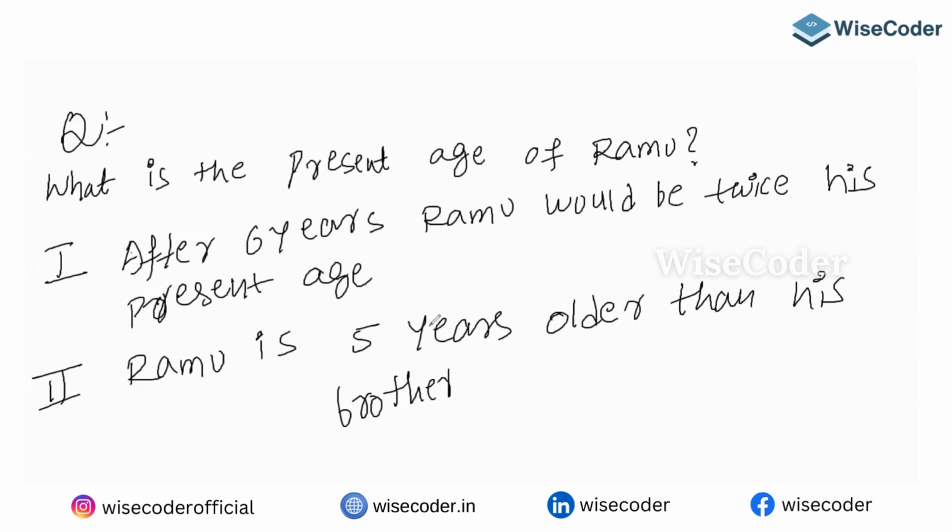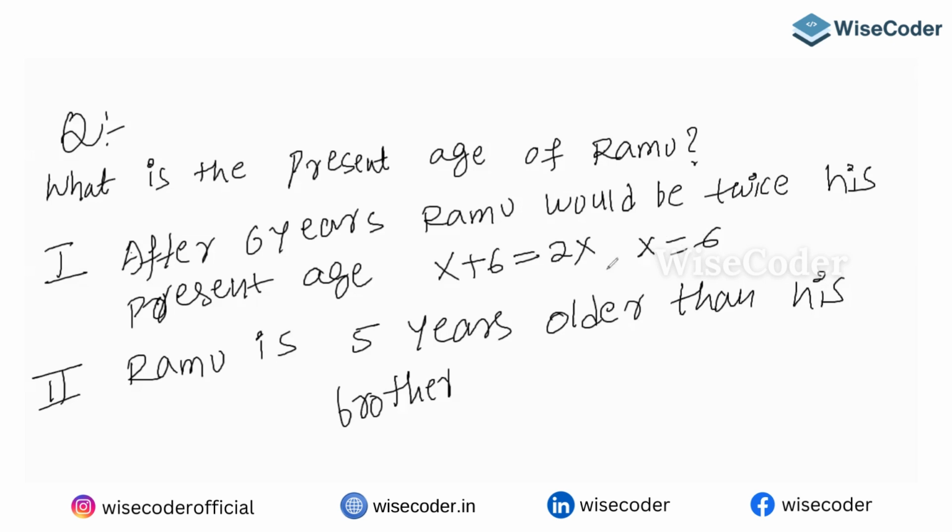Okay, so when you look at this question, whose age do you want? The present age of Ramu. After 6 years, Ramu would be twice his present age. So let's take the present age as X. After 6 years, Ramu would be twice his age. From this, you can say X is equal to 6. Yes or no?